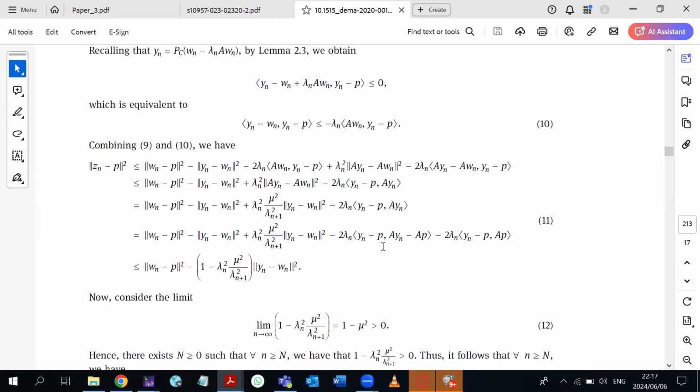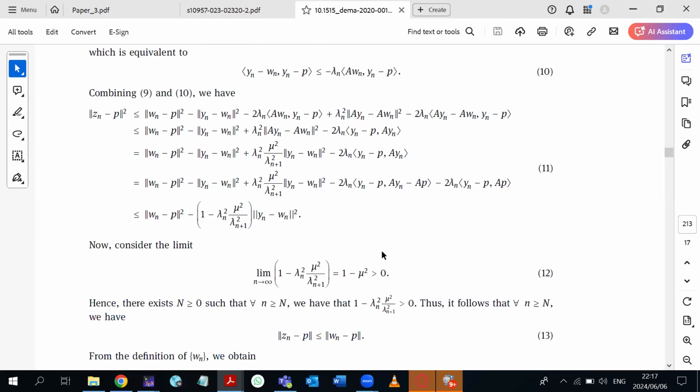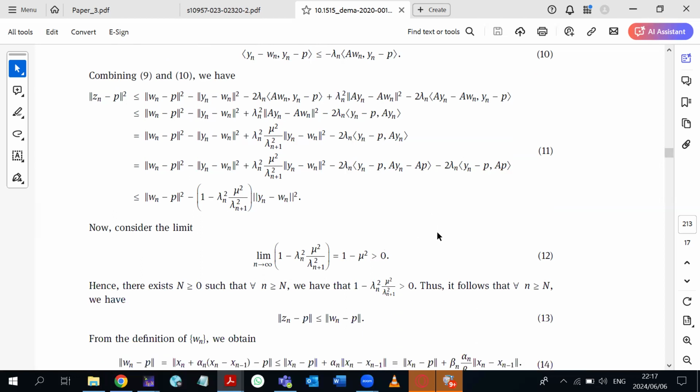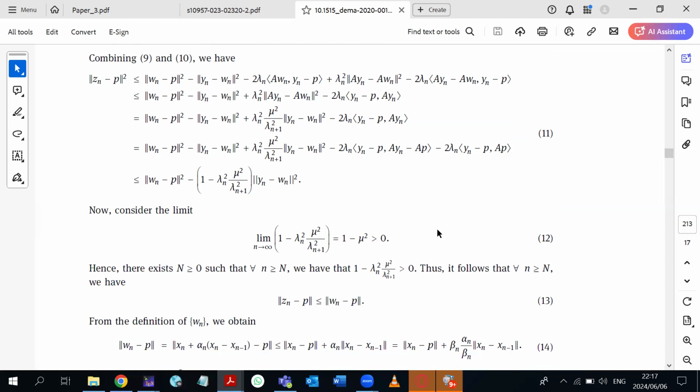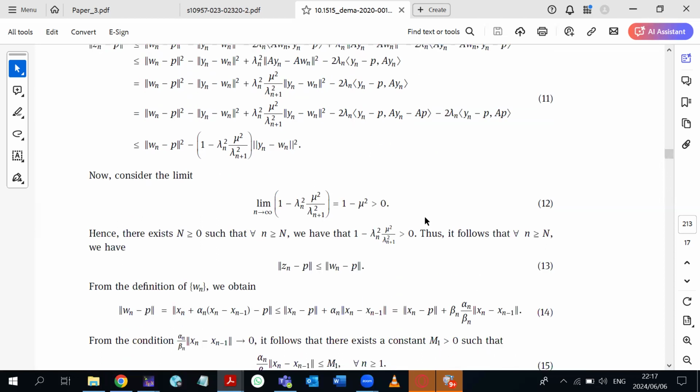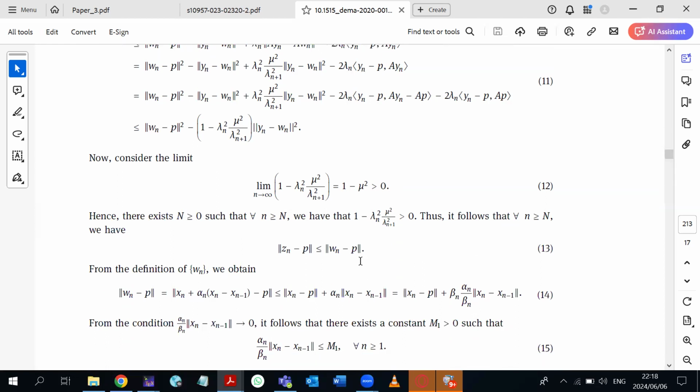This is common when you have a step size. 12 is always what you find there. But what they were trying to show is that the number inside that bracket is positive, and that is exactly what you see in 12. So if it is positive, it means I can also estimate again to have Zn minus P squared is less than or equal to Wn minus P squared. So if both are squares, we take the square root. That's why I got 13 to be Zn minus P is less than or equal to Wn minus P.